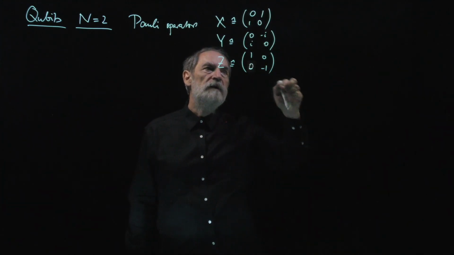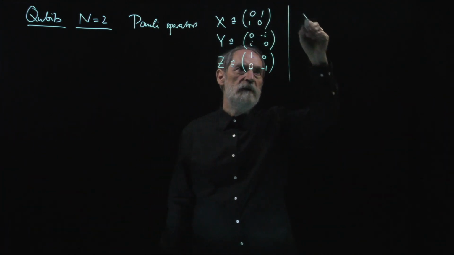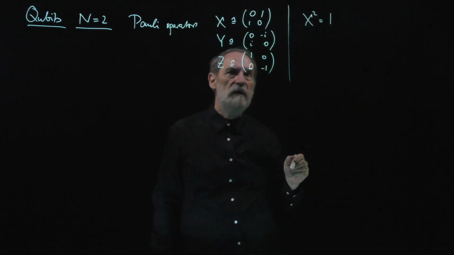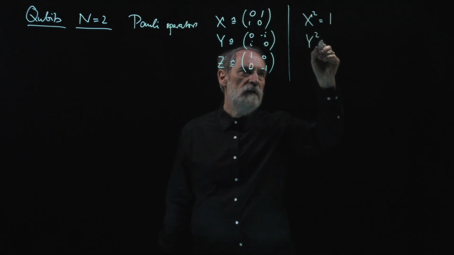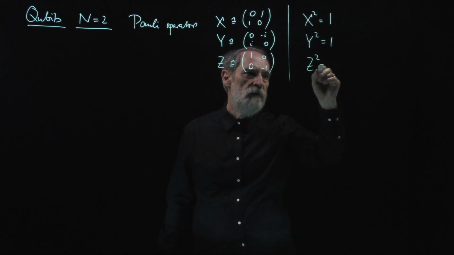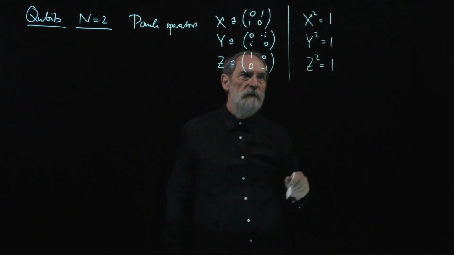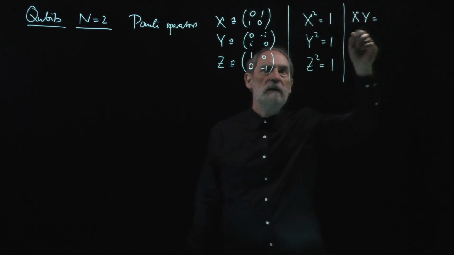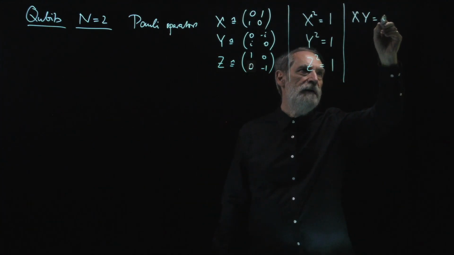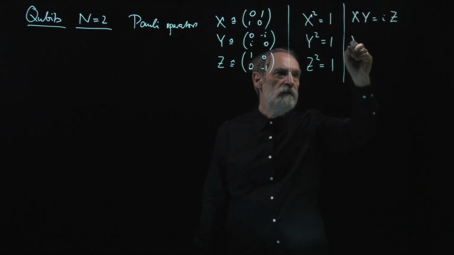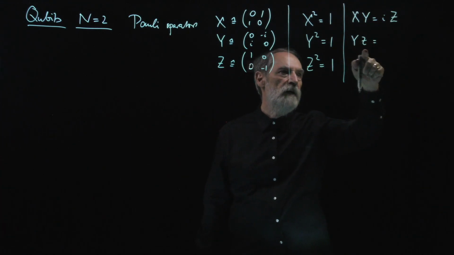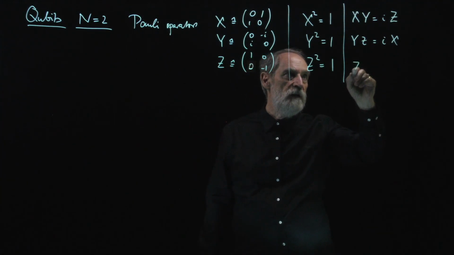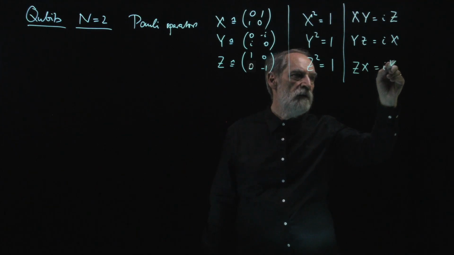So first let me note that if I take the square of any of these matrices, like x squared, well, that's just squaring this matrix, and it gives me the identity matrix. I get the identity, and I also get the identity if I square y, and I get the identity if I square z. And if I take products of two of these matrices, like x and y, then that product will just give me i times z. And now this is true with cyclic permutation, so y times z will give me i times x, as one can easily verify, and z times x gives i times y.